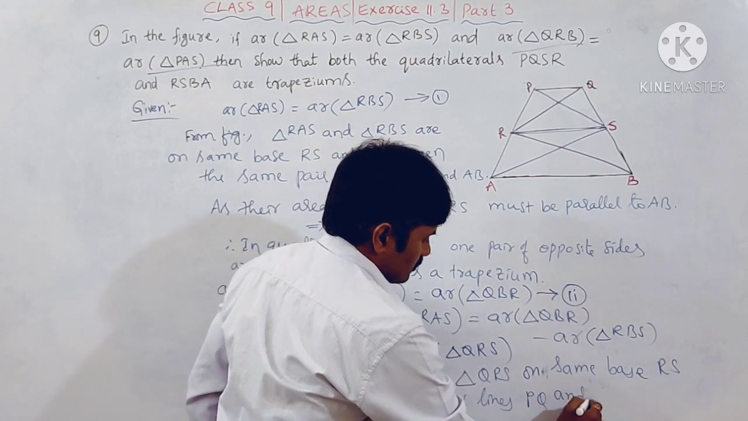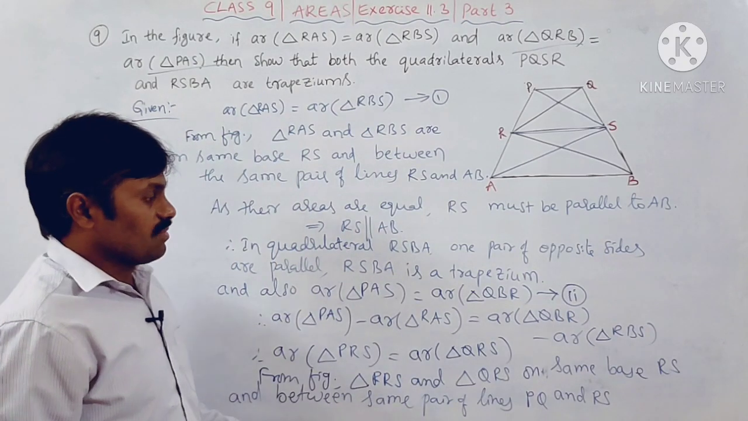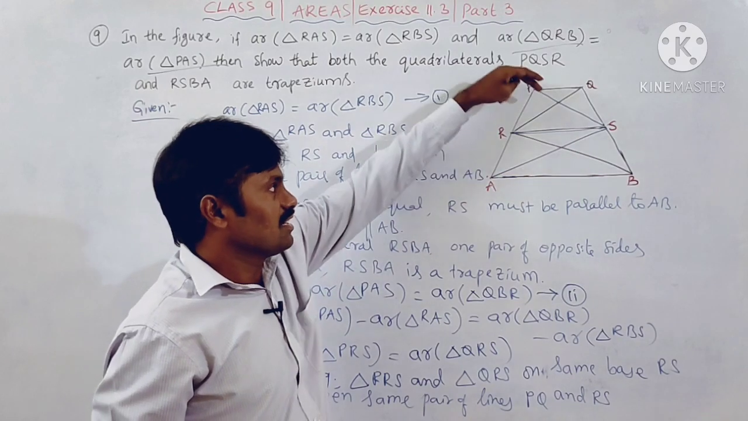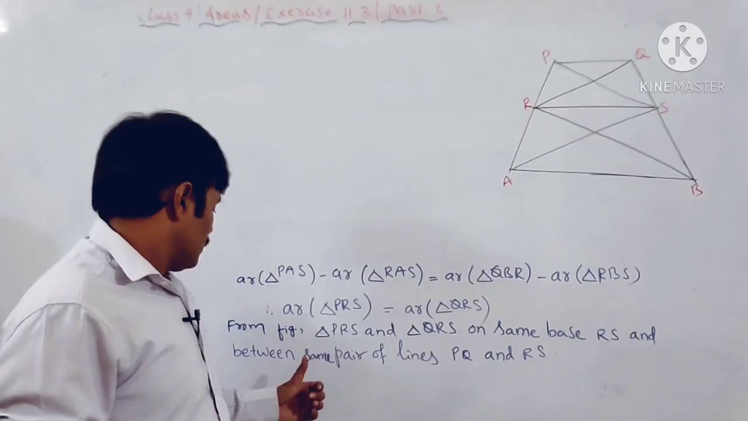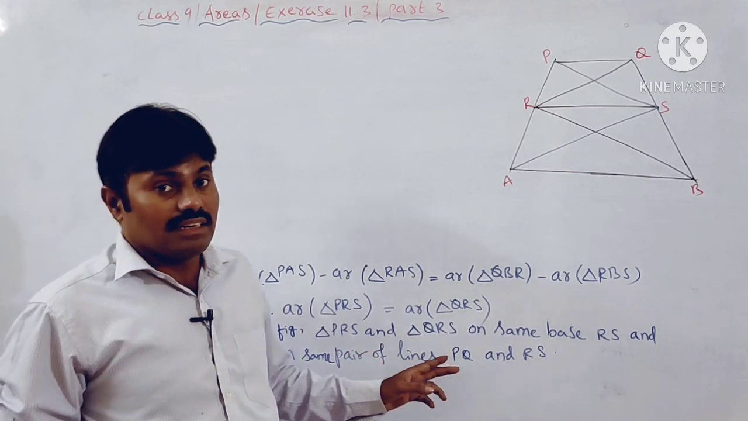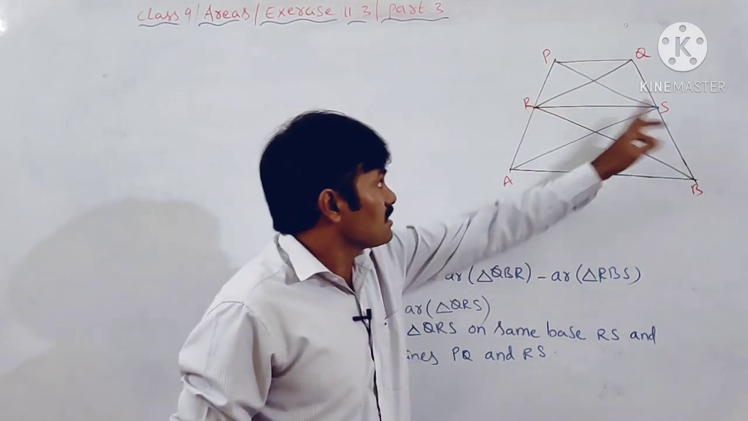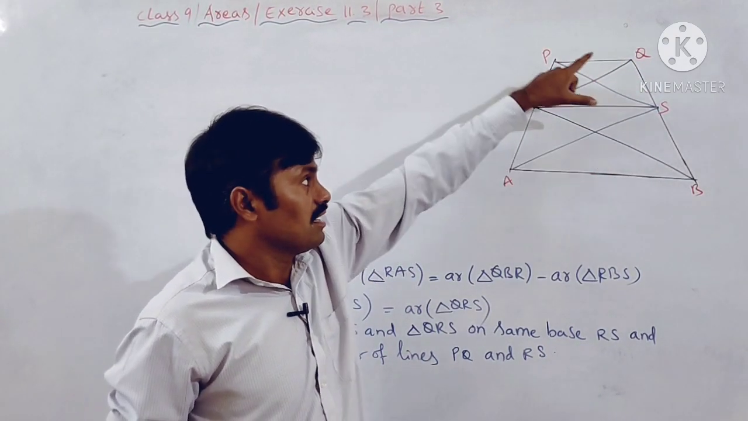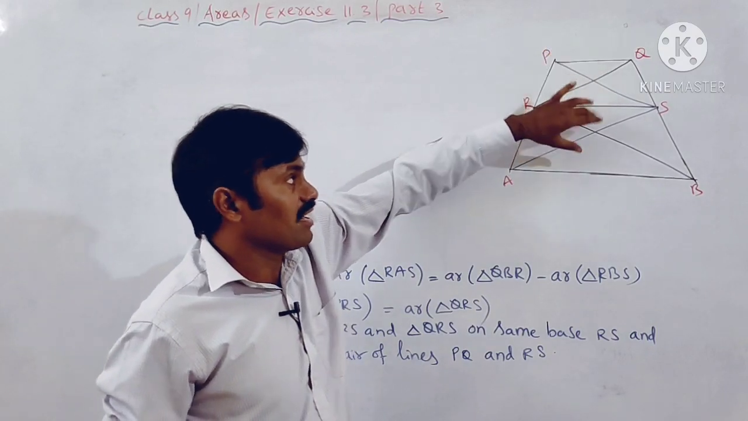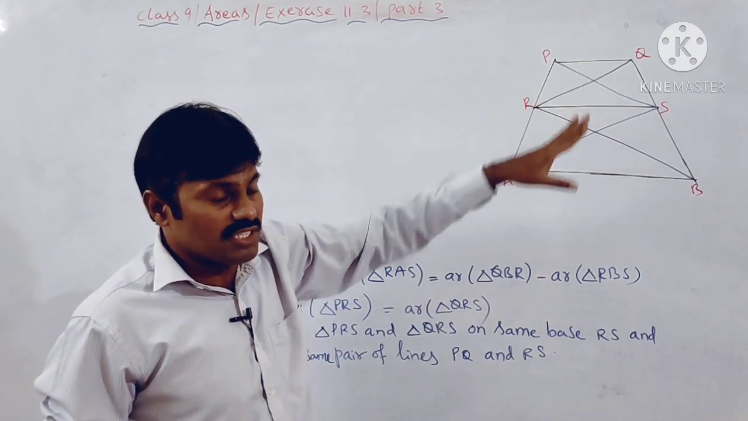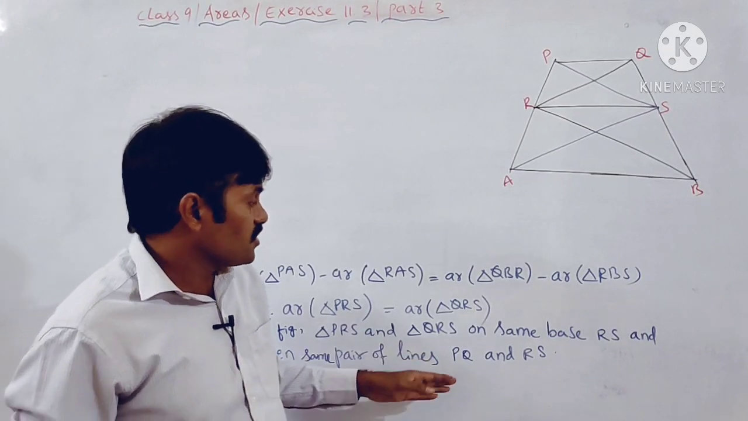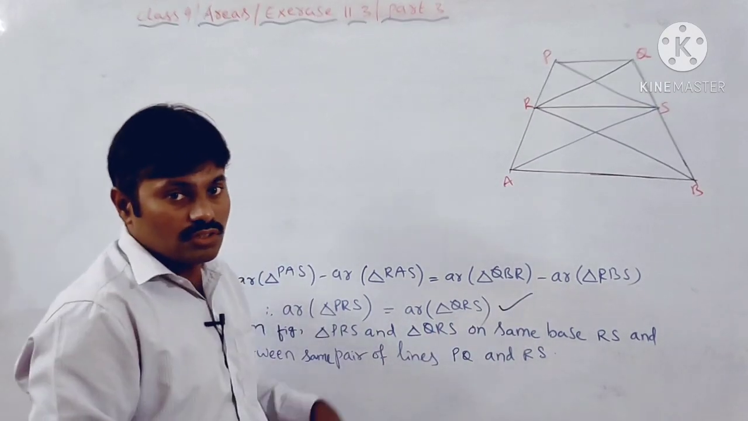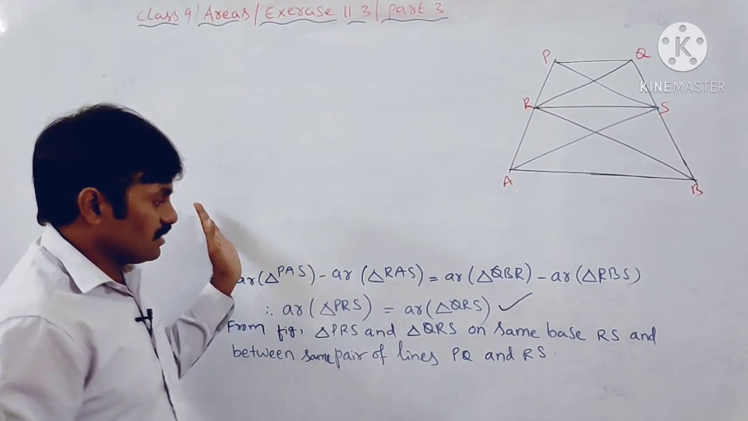And for the same reason we have to write here, since these two triangles are equal in area, then PQ must be parallel to RS. So from the figure, triangle PRS and triangle QRS are on the same base RS and between the same pair of lines PQ and RS. And also, the areas of these two triangles are equal, from what we got here.